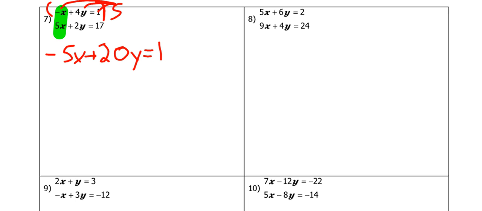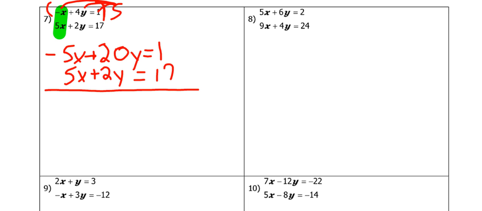I'm just going to rewrite the bottom equation. Y equals 17. And now that my x's are opposites, I can start adding the equations together. 5x and negative 5x will cancel out. And we're going to have 22y equals 18.